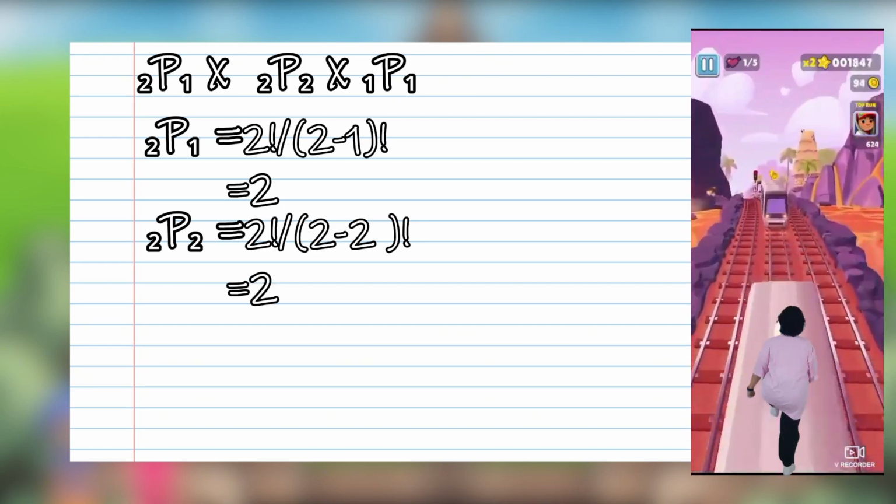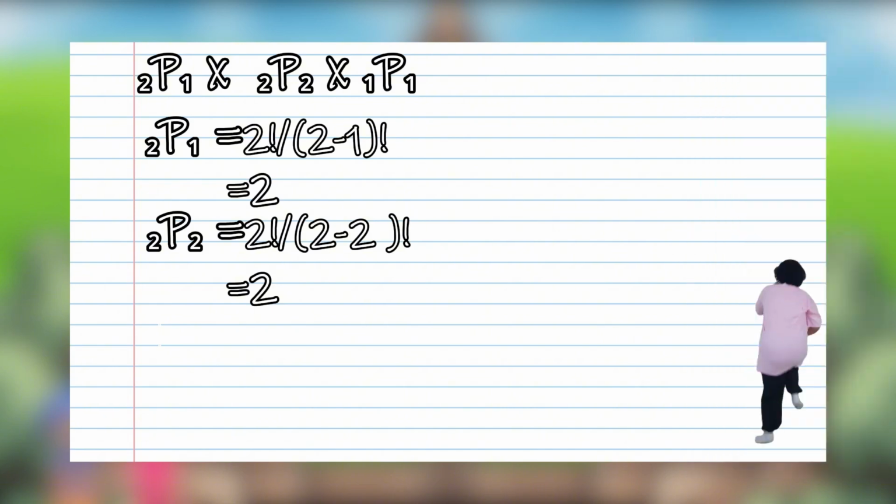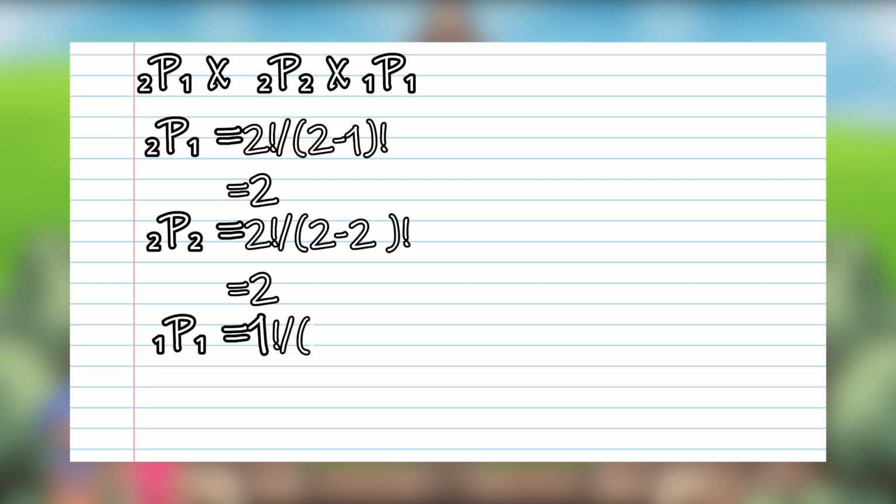That's right! It's also 2. And for the last part, let's solve 1p1, which is equal to 1 factorial over 1 minus 1 factorial. So the answer will be... Correct! It's 1. And to find the final answer, we need to multiply the results together.